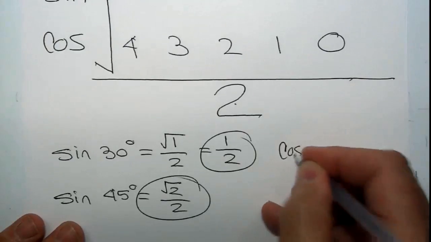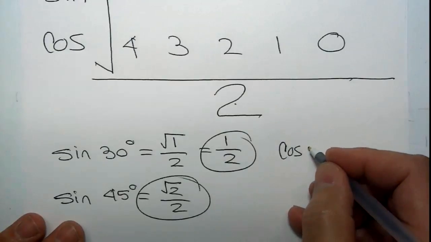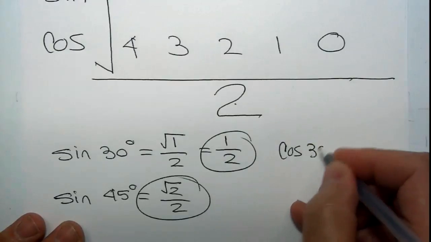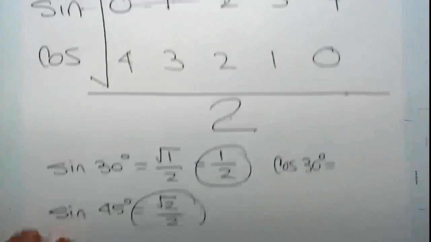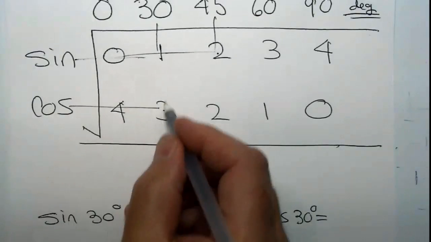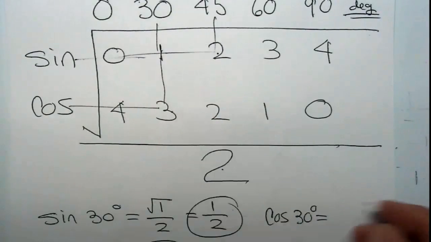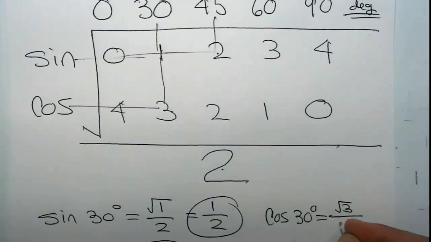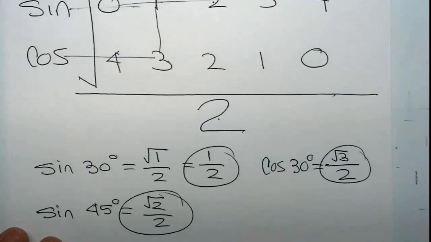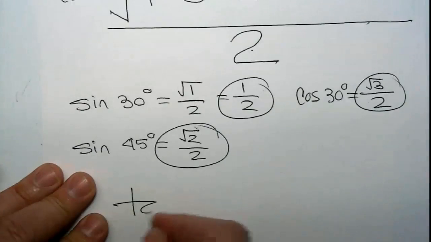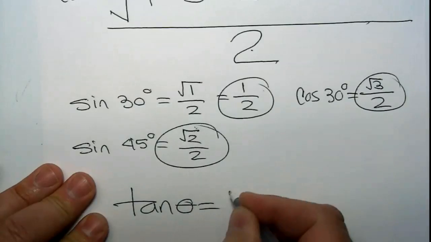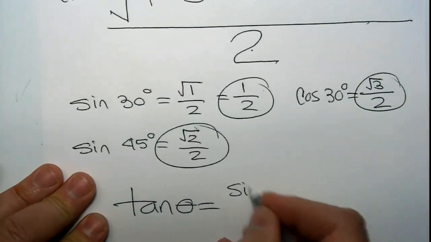Let's do the cosine of, let's do 30 degrees. Cosine of 30, line it up. Square root of 3 over 2. And we're done. That's already in simplest radical form. What about tangent? Now, tangent can be constructed as sine over cosine.